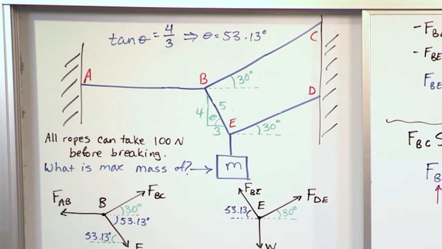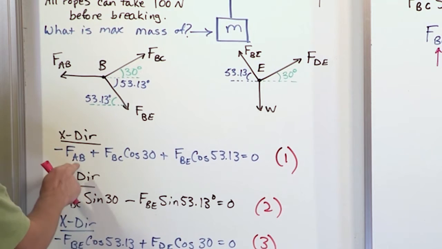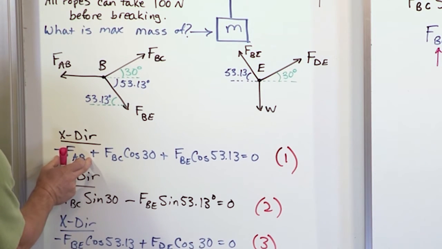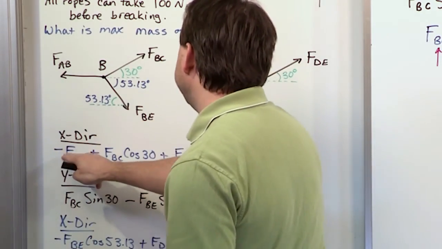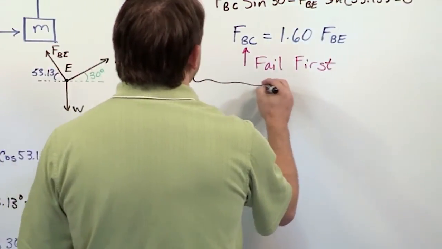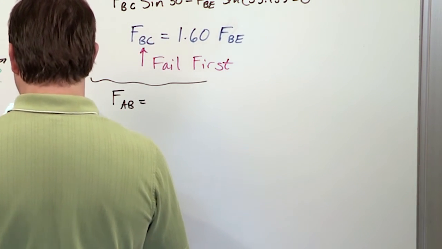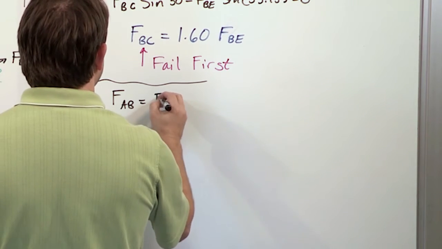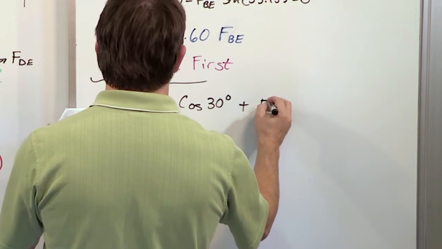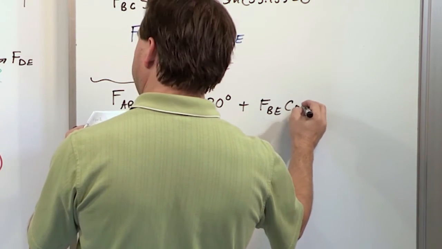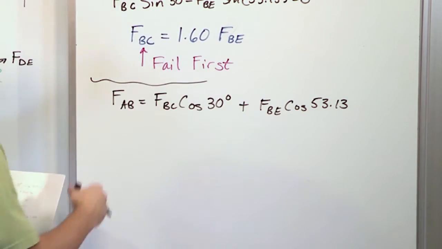So let's do one quick check and compare it to this guy, and then we will know what to do. Well, how do we do that? We look for an equation that involves A and B. We look around, and the first equation fits the bill. This involves AB, so let me rewrite this guy over here. Notice it's negative F_AB, so we'll move it to the other side of the equal sign and say F_AB is equal to F_BC cosine 30 plus F_BE cosine 53.13. I'm basically rewriting equation 1, putting F_AB on the other side of the equal sign.